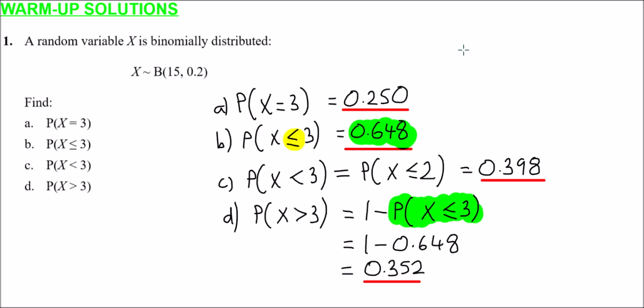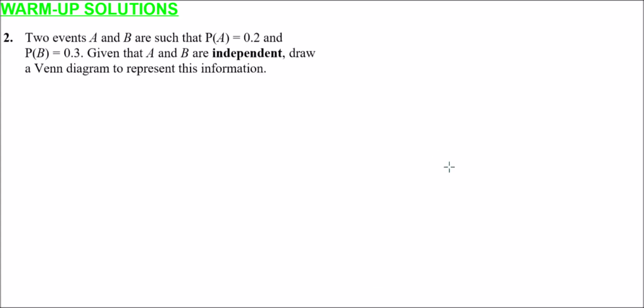So let's have a look at question 2. So question 2, we've got something about probability again. So let's have a read of this question carefully. We have two events, A and B, such that the probability of A is 0.2 and the probability of B is 0.3. And we're told that A and B are statistically independent. We now need to use this information to draw a Venn diagram to represent the information as given.